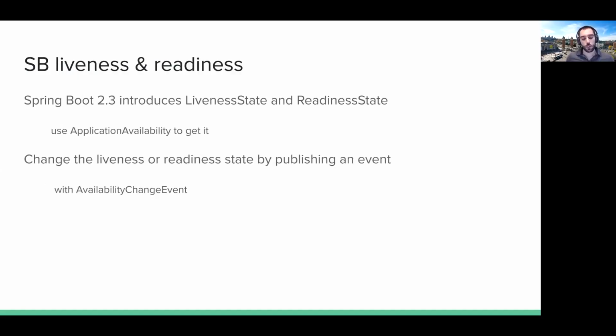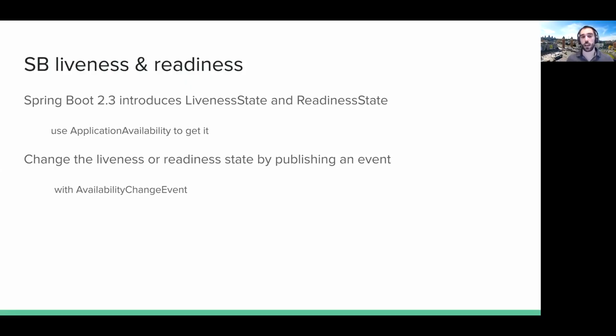So in Spring Boot, as we have the concept of liveness and readiness inside the application, we have a couple of components that will be part of your application context that you can use to change the liveness and the readiness state. We have a couple of objects called readiness state and liveness state, and by injecting or getting an instance of the application availability, which is already in your application context, you'll be able to check the liveness state and the readiness state.